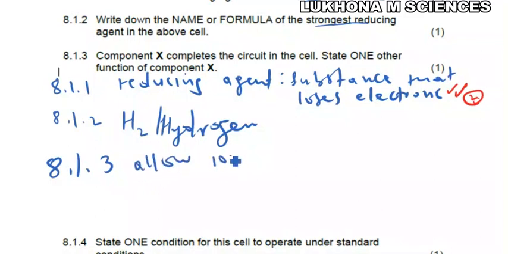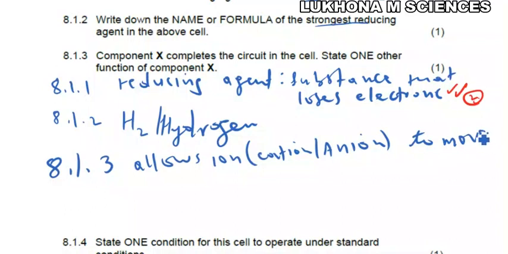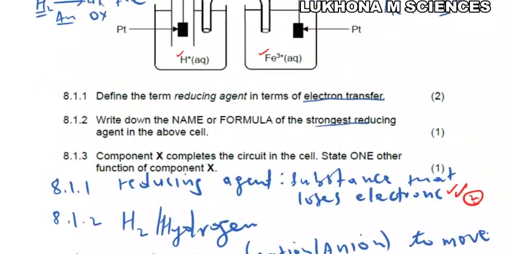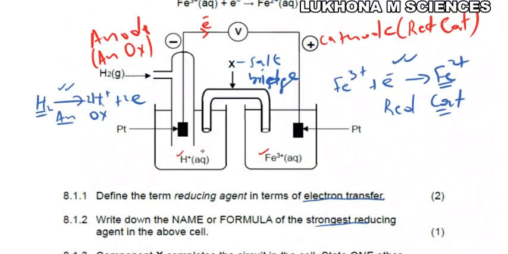The ions can be cations or anions. So it allows ions to move. The ions will move here, right? Other ions will move here. Okay, so it allows ions to move.